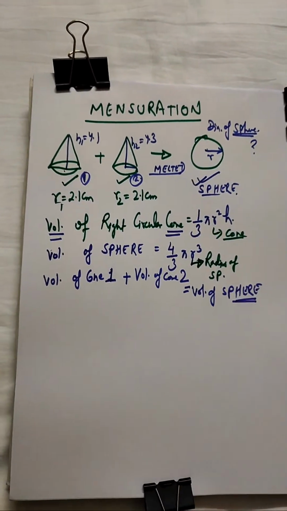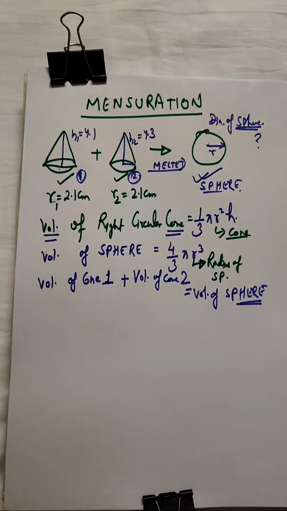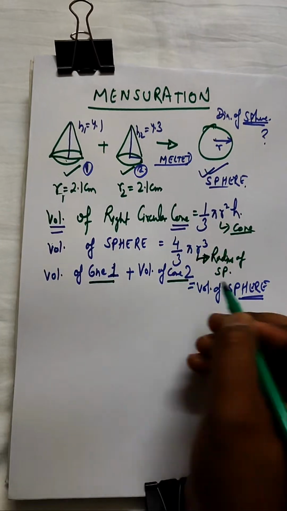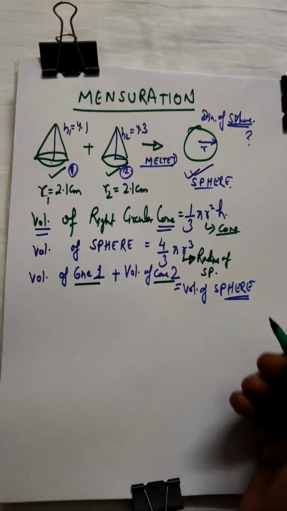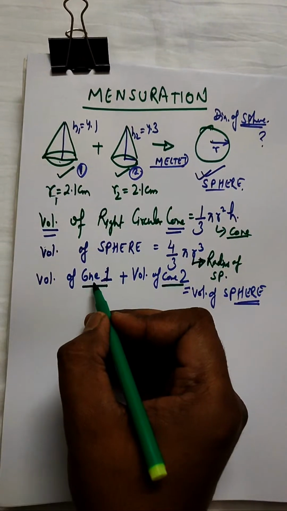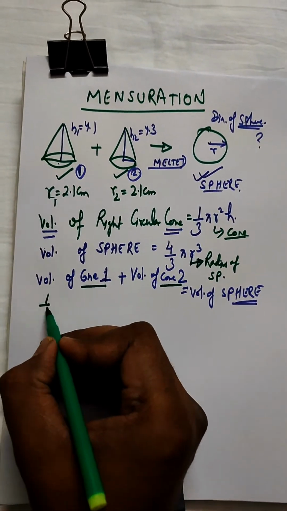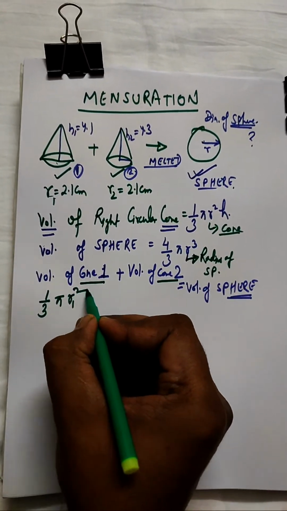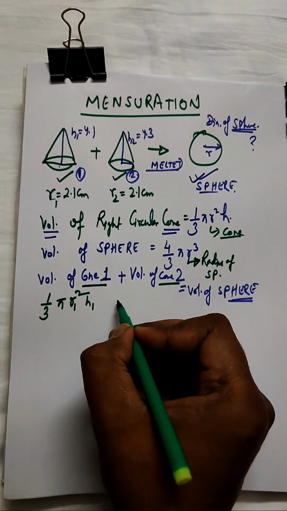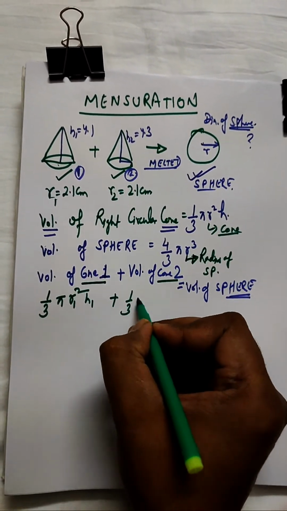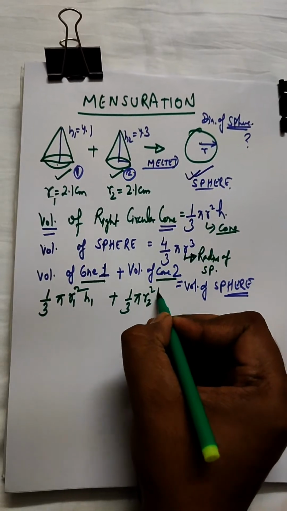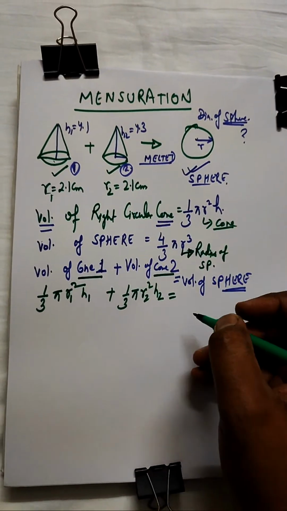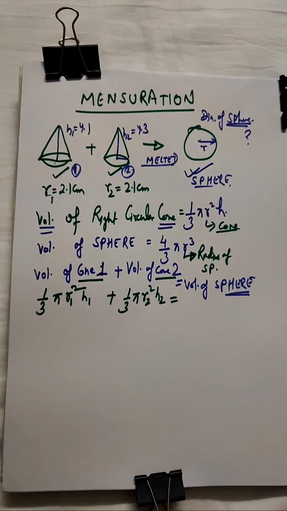Now what is the volume of cone 1, of cone 2, and of the sphere? Just put in the formulas: for cone 1, 1 by 3 pi r1 square h1, plus 1 by 3 pi r2 square h2. This will be equal to 4 by 3 pi r cube, the volume of a sphere.